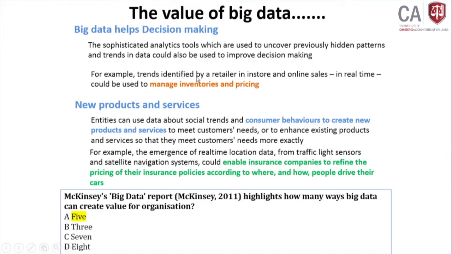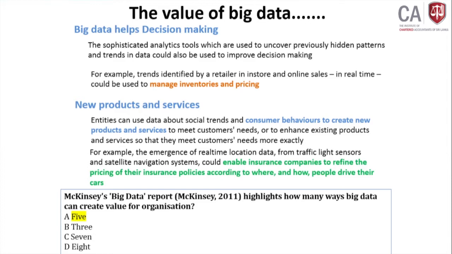For example, trends identified by the retailer in stores and online sales, in real time, could be used to manage inventories and pricing. Based on the data available with them, and also using external sources, they are gathering data. Based on that, they can decide what type of inventory the supermarket should have. If you are going to open a supermarket in, let's say, the Battaramulla area, what type of inventory should it have, what products, and what should be the pricing mechanism? Those things can be decided based on big data.